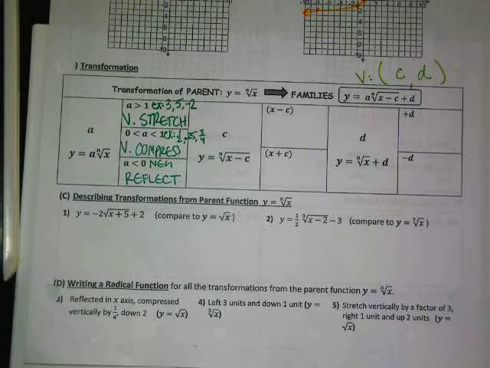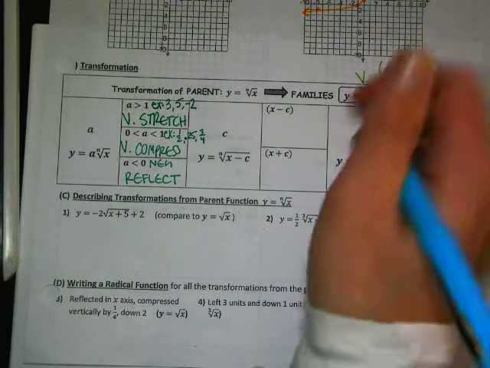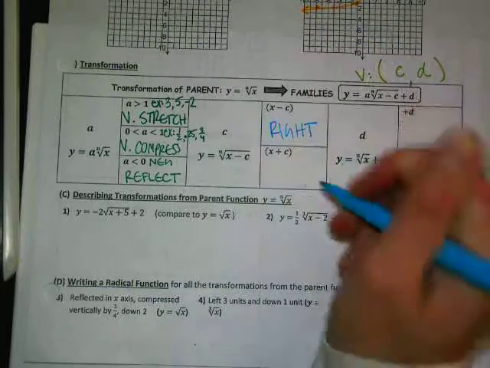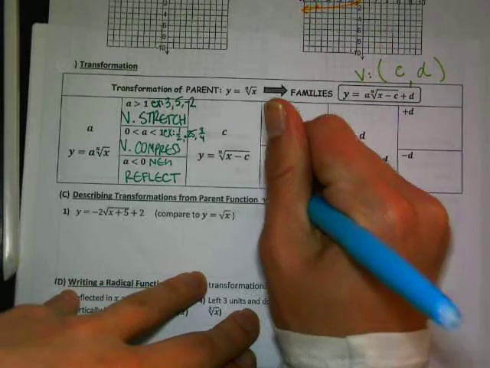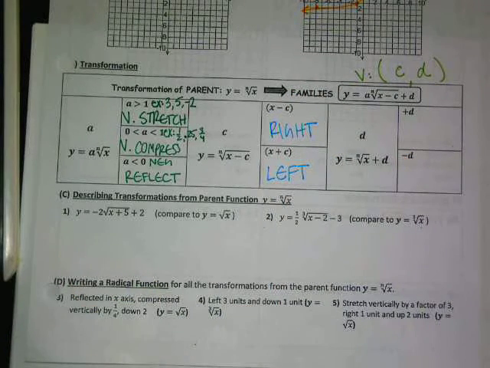The C value. Do you remember what the C value does? Left and right. Very good. If it's a minus C, which way is it going? Right. Because it's backwards. And then the plus C is going left. So inside stuff is backwards, so you have to think opposite when it's on the inside.